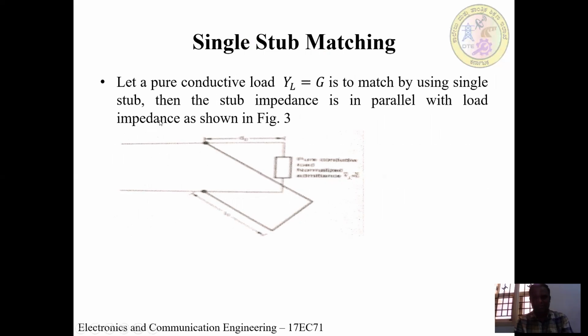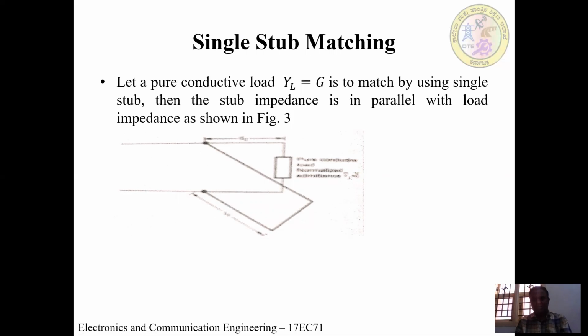That is explained through this diagram. Let us assume a pure conductive load, YL is equal to G, matched by using a single stub. This is the stub that we connected, which has some length L. L naught is the stub length, and D naught is the distance from the load at which it is connected. These are the two important design parameters of any stub we take.